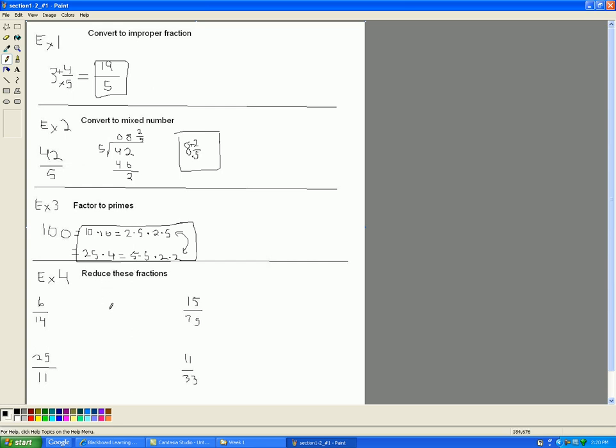Now we're going to reduce fractions. Reduction of fractions is very, very important because it can save you some work from doing some long calculations. Many times we're working on problems where the reduction of fractions makes our calculations so simple that we don't even need a calculator. So 6/14 looks like a pretty hairy number, but we can go ahead and work on that.